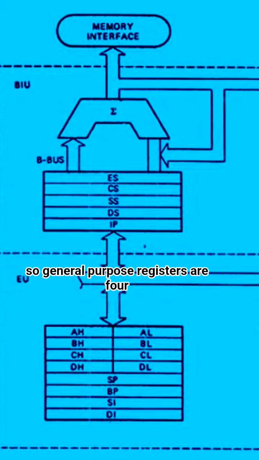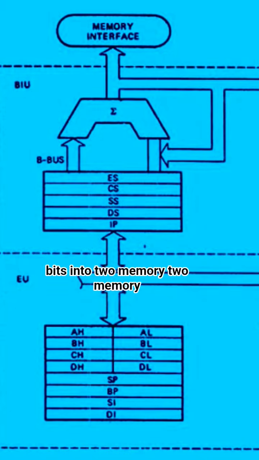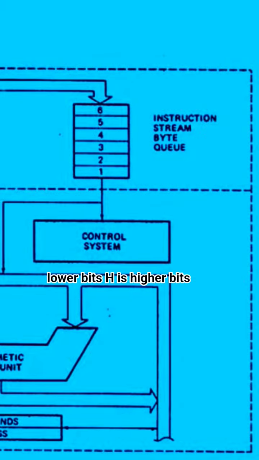So general purpose registers are 4 types: AX register, BX register, CX register, DX register. They are all 16 bits, but they are a double word, I guess. So no, it is a word. 32 bits is double word, 16 bits is word, 8 bits is byte, and 4 bits is nibble. To divide the 16 bits into two, you will learn memory segmentation later, so that two instructions can go simultaneously, we can divide the 16 bits into two 8 bit structures. We can make AX into AH and AL, where AL is the lower bits and AH is the higher bits.